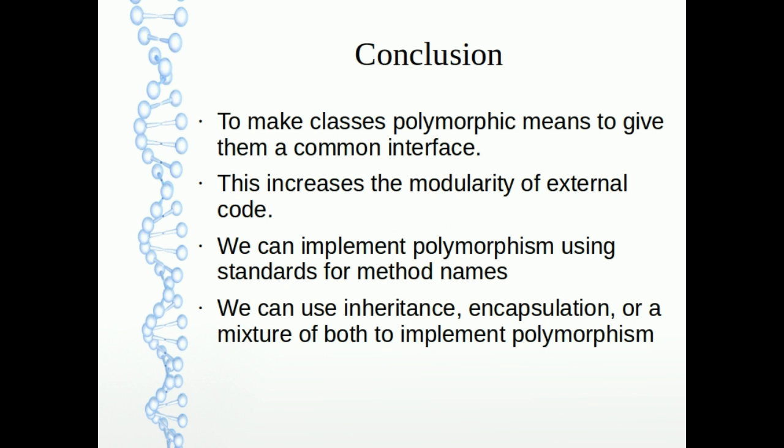We've learned a few different ways to implement polymorphism. We've learned that we can implement polymorphism using standards for our method names, and that we can use inheritance, encapsulation, or a mixture of both to implement polymorphism in our code. And that concludes the final tutorial in this series.